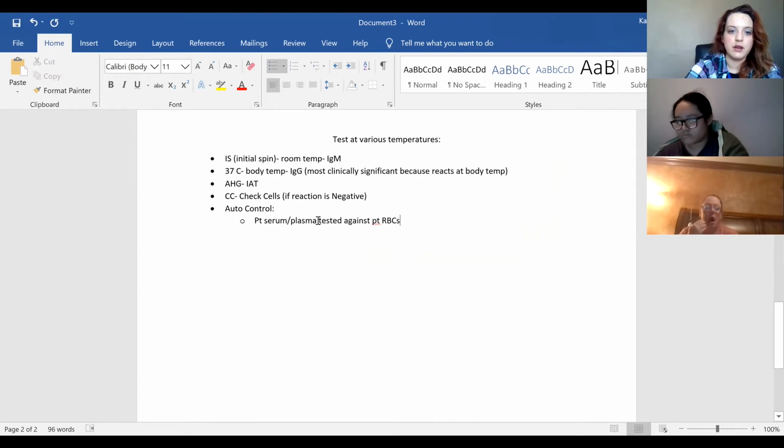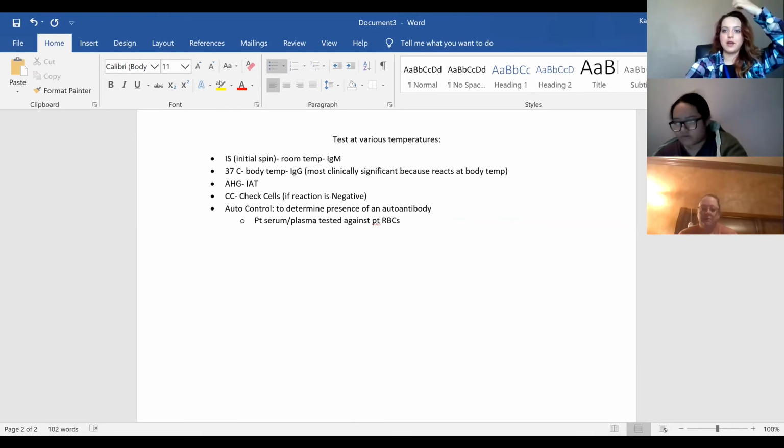And what is that? Let me see. The goal of your auto control is to determine presence of what? What does auto sound like? Oh, wait. Like auto-antibodies, so antibodies against themselves? Autoantibody. Yep. So your auto control is to determine the presence of an autoantibody.